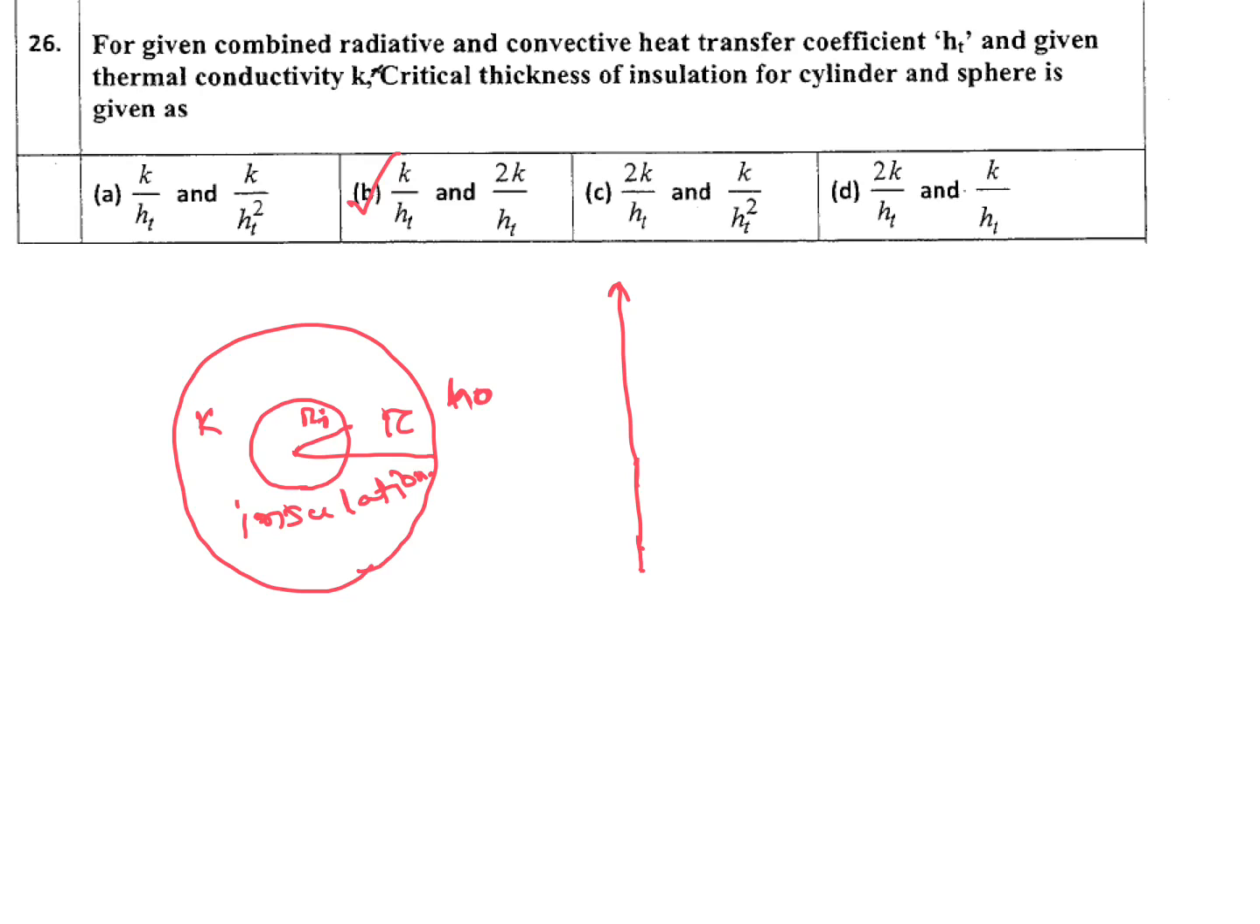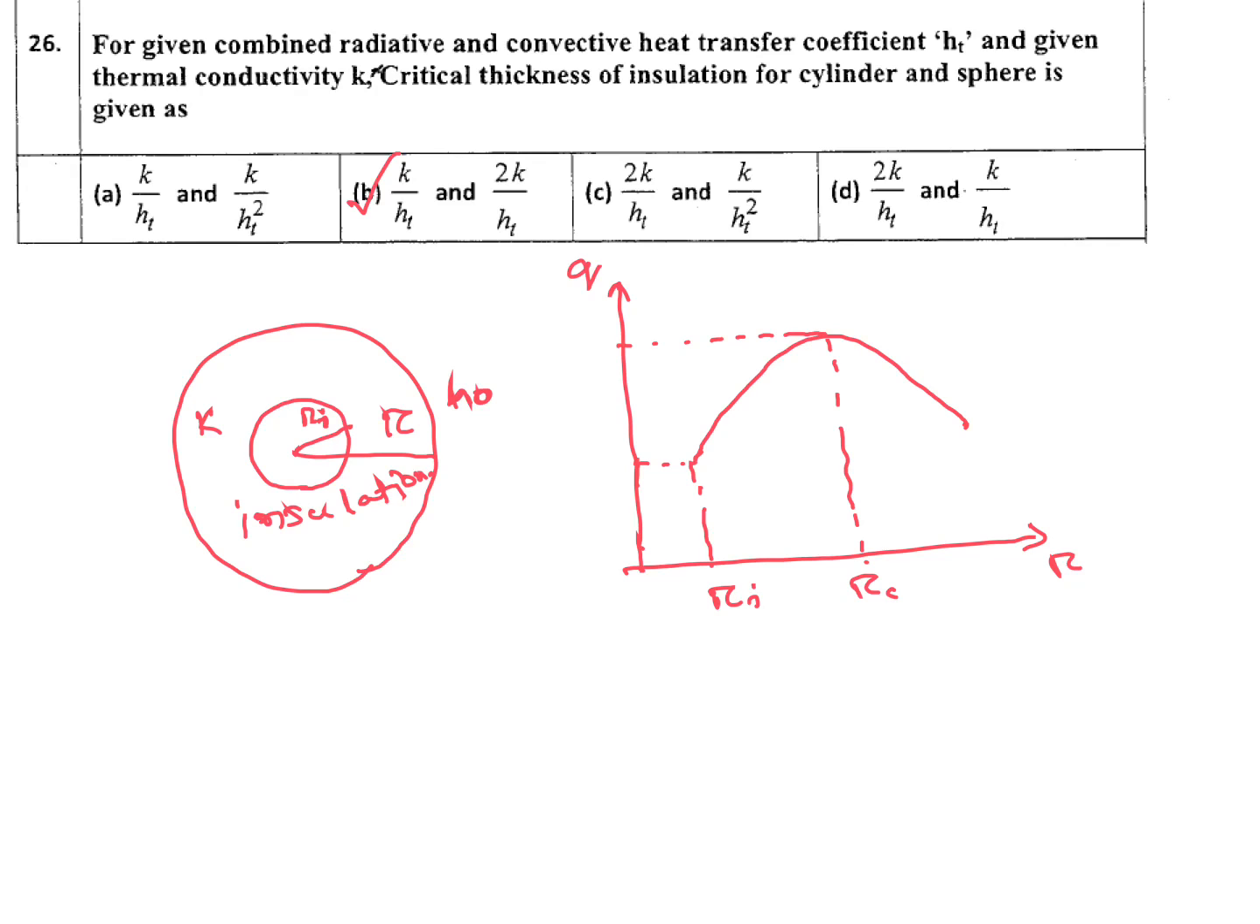Here I will draw two graphs, both are important. Here this graph is Q versus R. If you start from here without any insulation, and this is your critical RC, and this is RI, Q without insulation, this is Q maximum. This is for the maximum case.